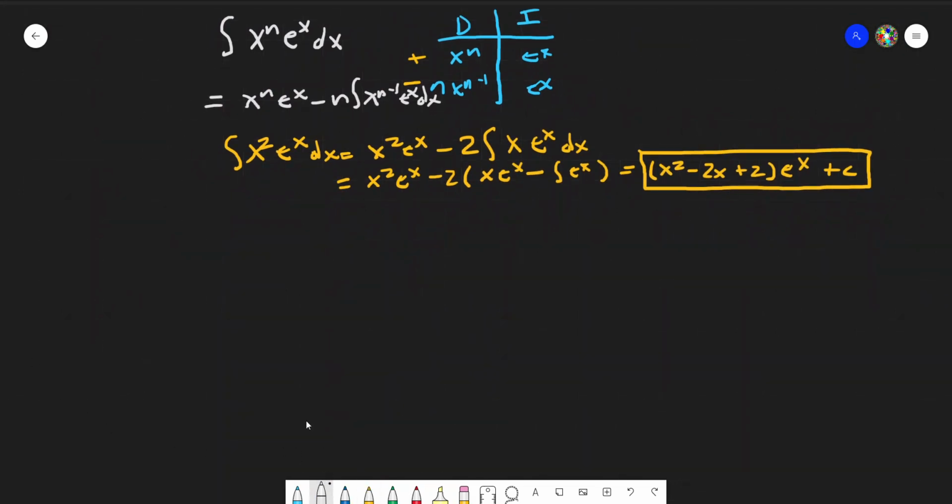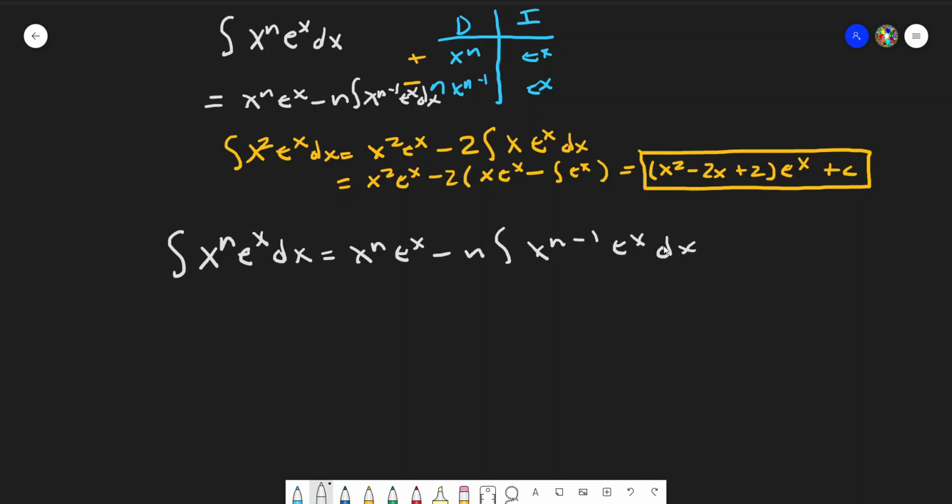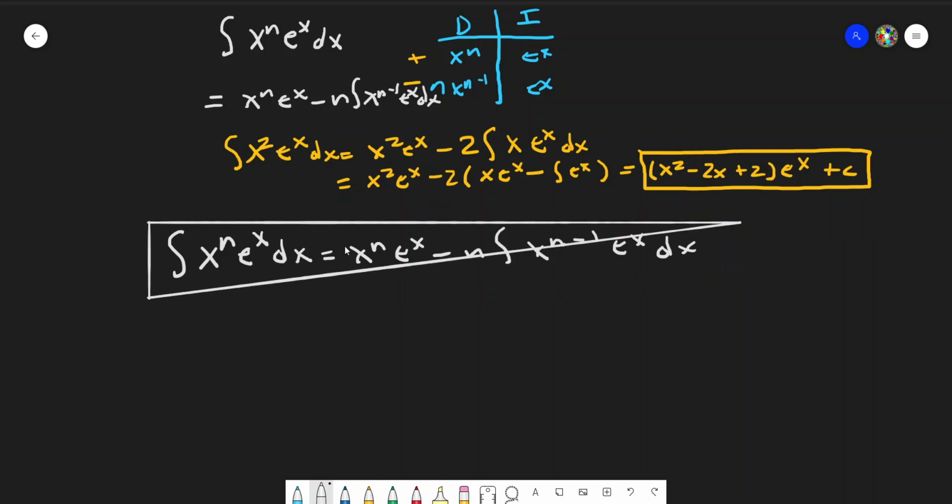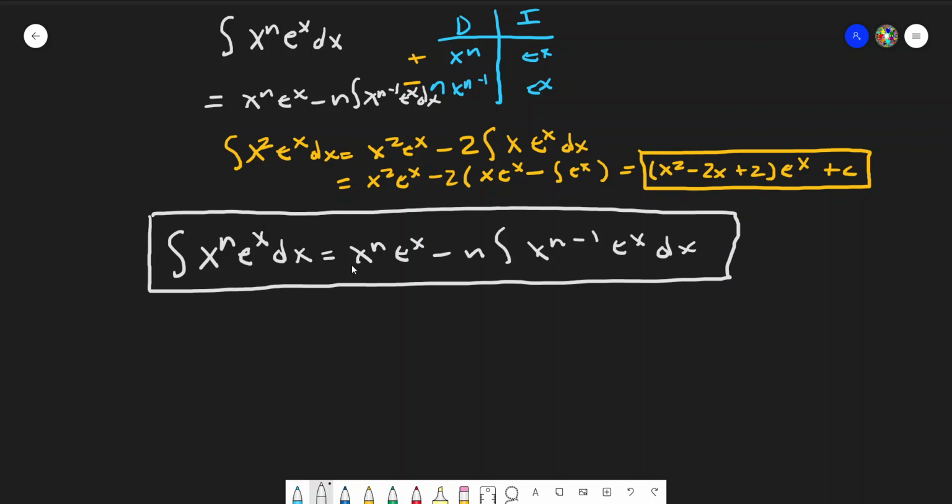So what if I was to go ahead and create a formula sheet that had the integral of x to the n times e to the x dx, and then I know that yes, it is x to the n e to the x minus n times the integral of x to the n minus 1 times e to the x, and then I have dx. So okay, that's my first formula that I can probably apply if ever I had an integral of this form.